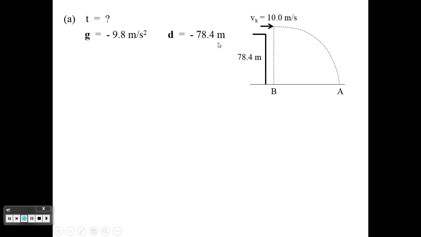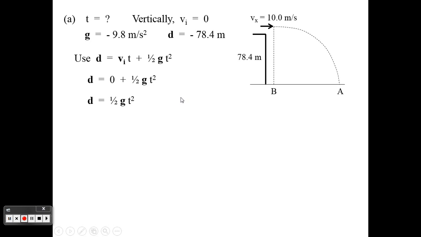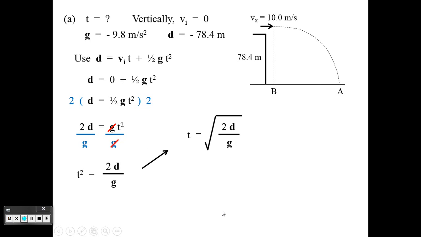Okay, here's my data. Once again, the displacement being negative 78.4 meters. We're going to consider that vertically it drops from rest. And then that leads us to this equation again. Let's run through the algebra again to solve this for t. First of all, I'm going to put the 0 in. Then I'm going to multiply both sides by 2 to eliminate the 1/2. Now divide out the g. And finally, take the square root. And this is what we get.